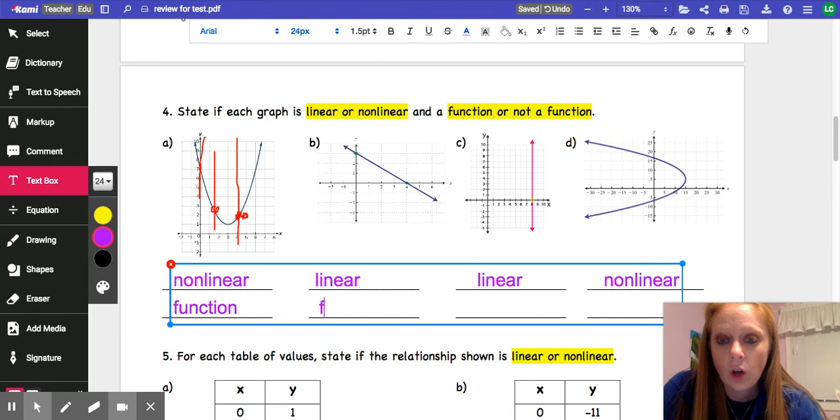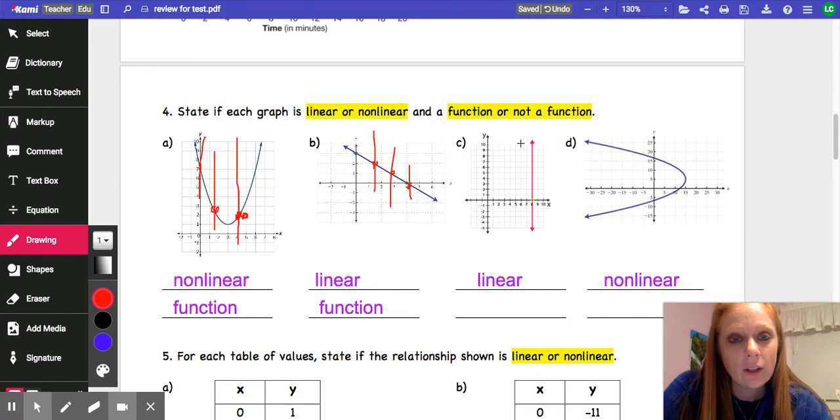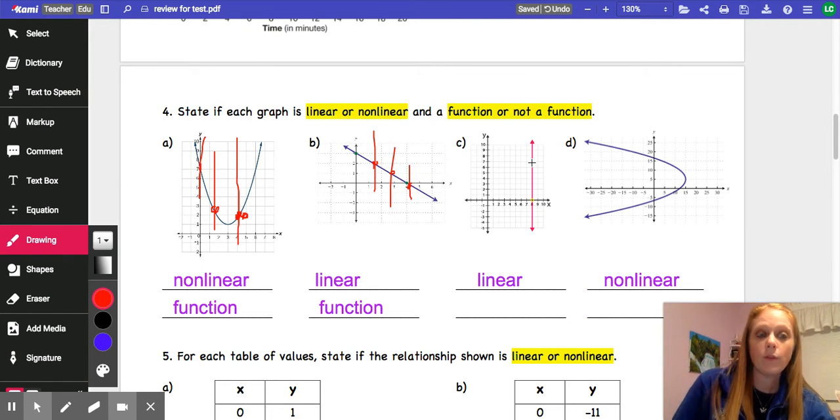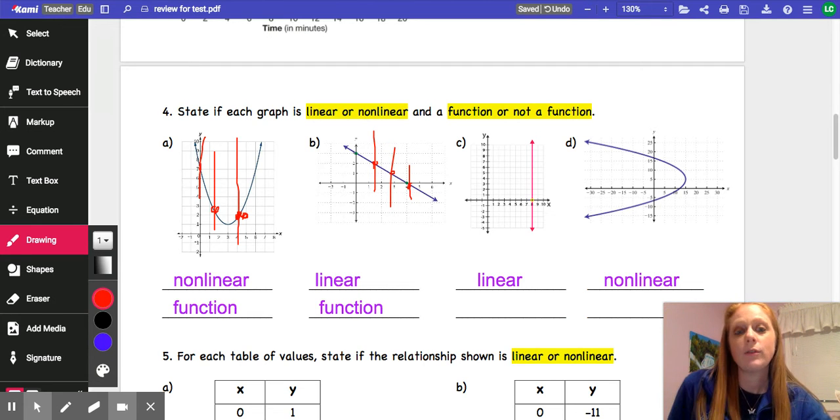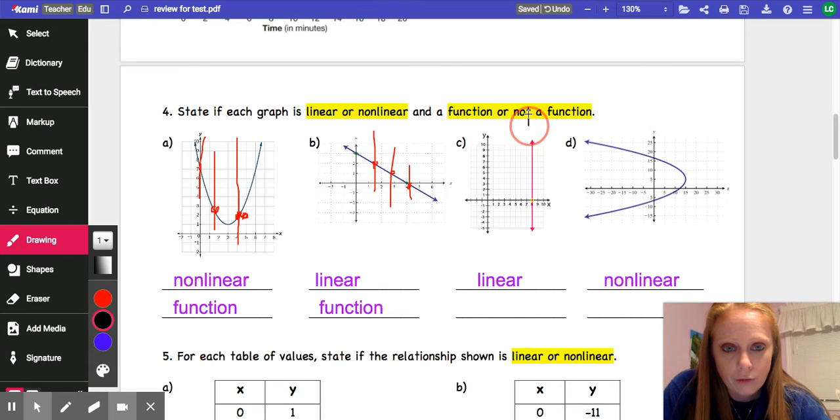Second one is also going to be a function, and I'll show you the vertical line test in a second. We draw a vertical line through, and it intersects once no matter where. Okay, now looking at this one in C, we have a vertical line, which is the only type of line that fails the vertical line test and is not a function. If I draw a vertical line right through our line, it's going to intersect the entire time. So it fails the vertical line test. So this one is not a function.